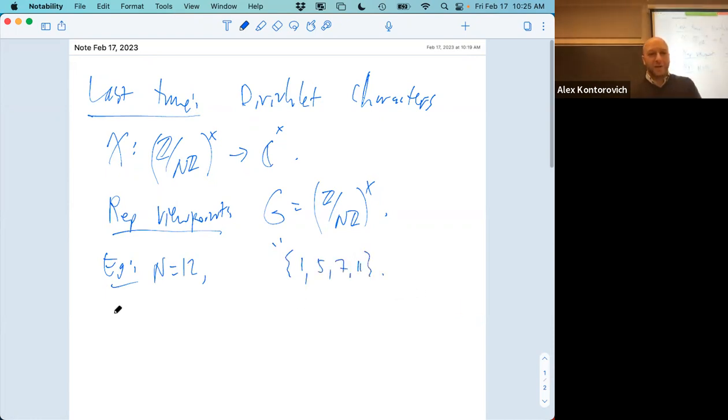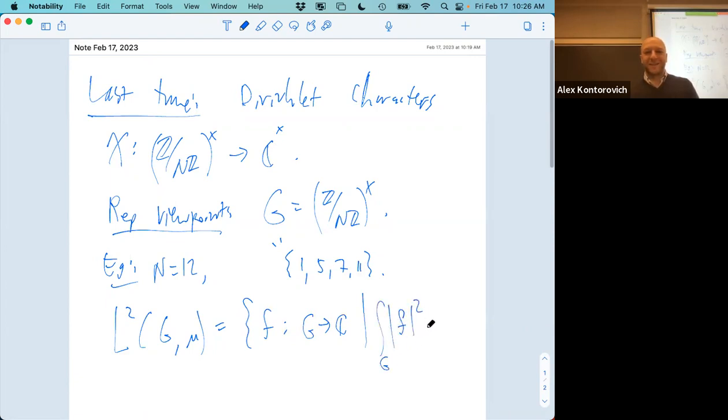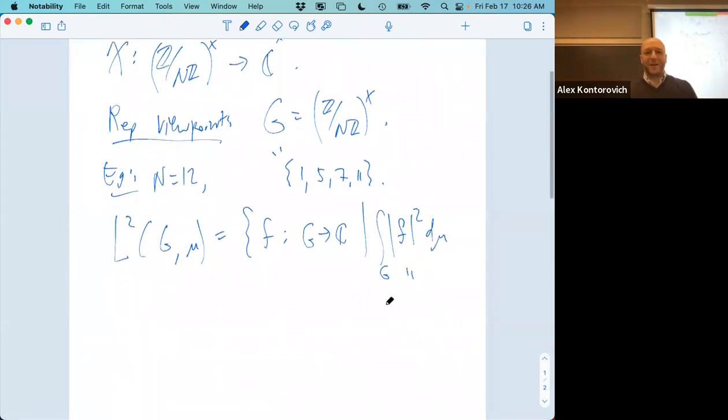And what we're really doing is we're taking L2 of G. What does L2 of G mean? I mean, L2 with respect to a measure mu. This is the space of functions from G to the complex numbers, such that, with the uniform measure on this space with 4 elements, the sum over a in G of |f(a)|^2 is finite.